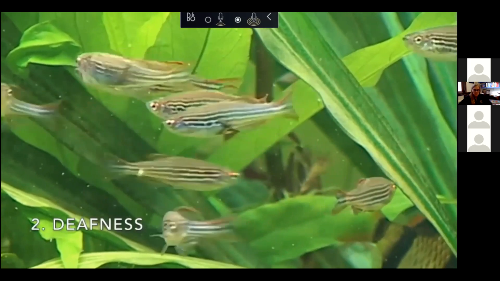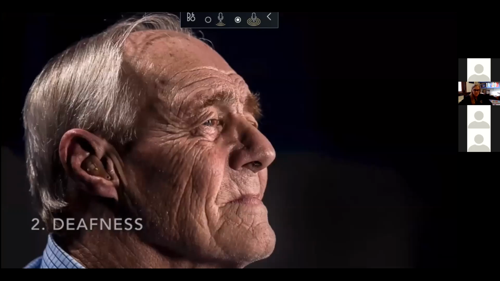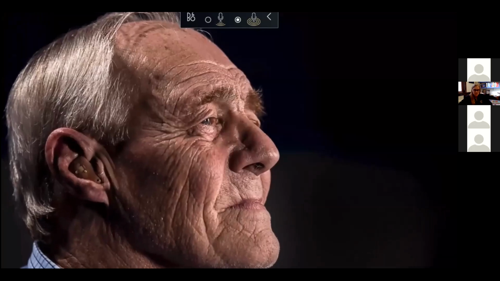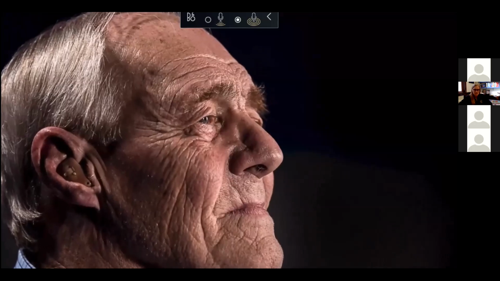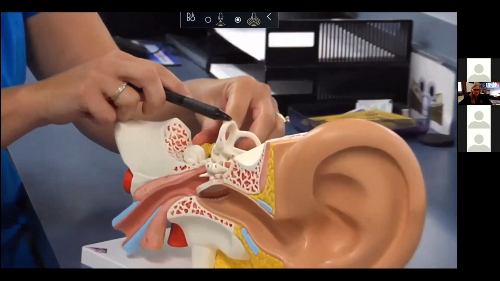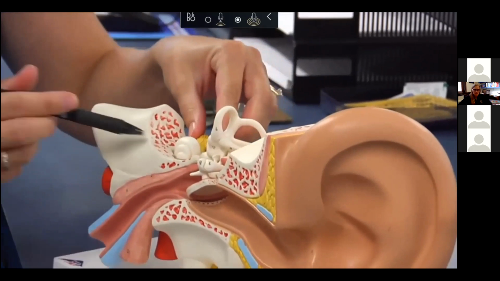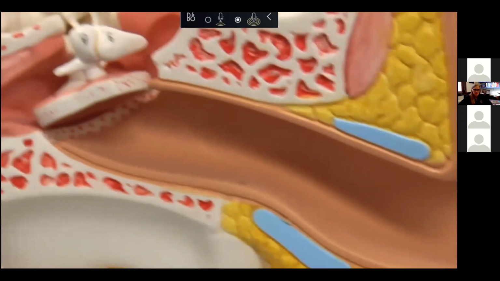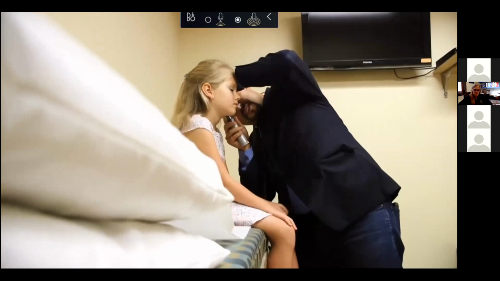Number 2, deafness. Zebrafish have been used in studies of age-related hearing loss, which has been proven to affect nearly half of Americans over 75. Through the study of zebrafish, researchers were able to learn more about the inner ear of humans and various reasons for the cause of deafness.